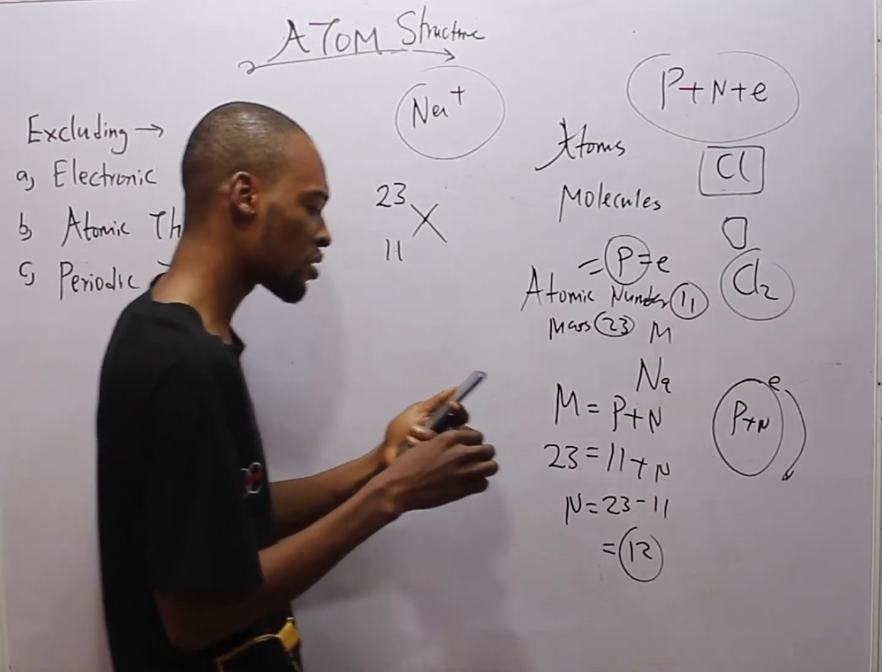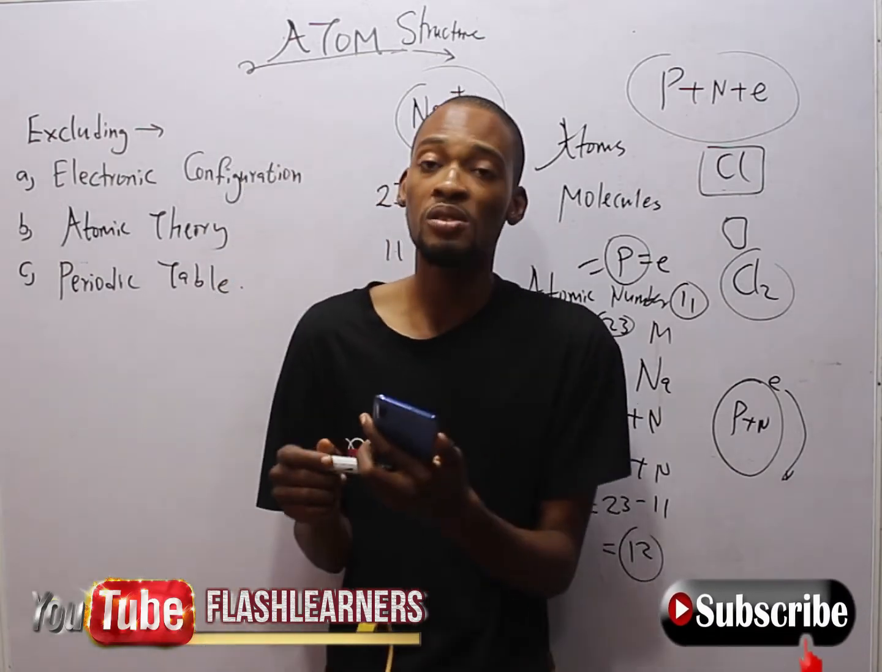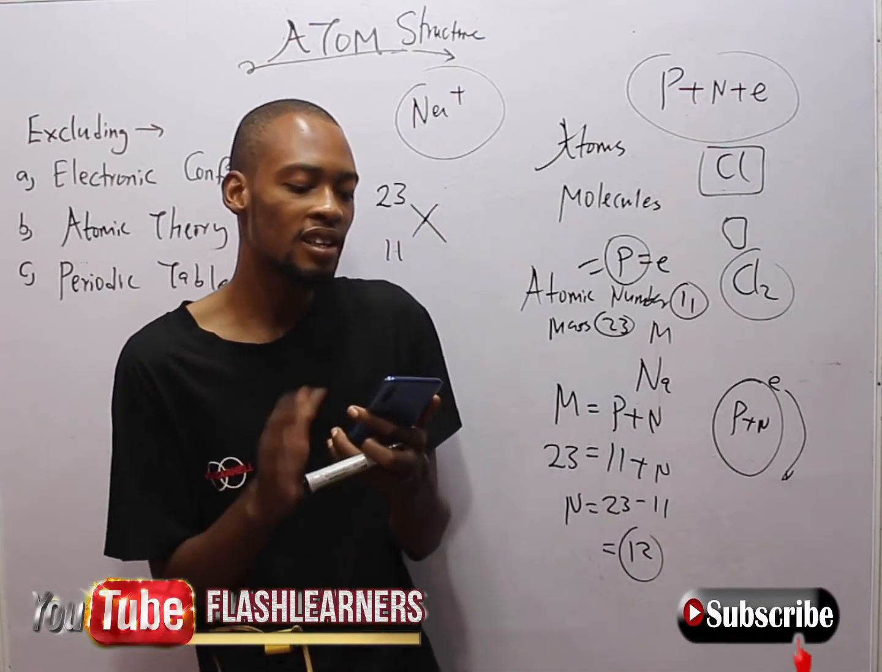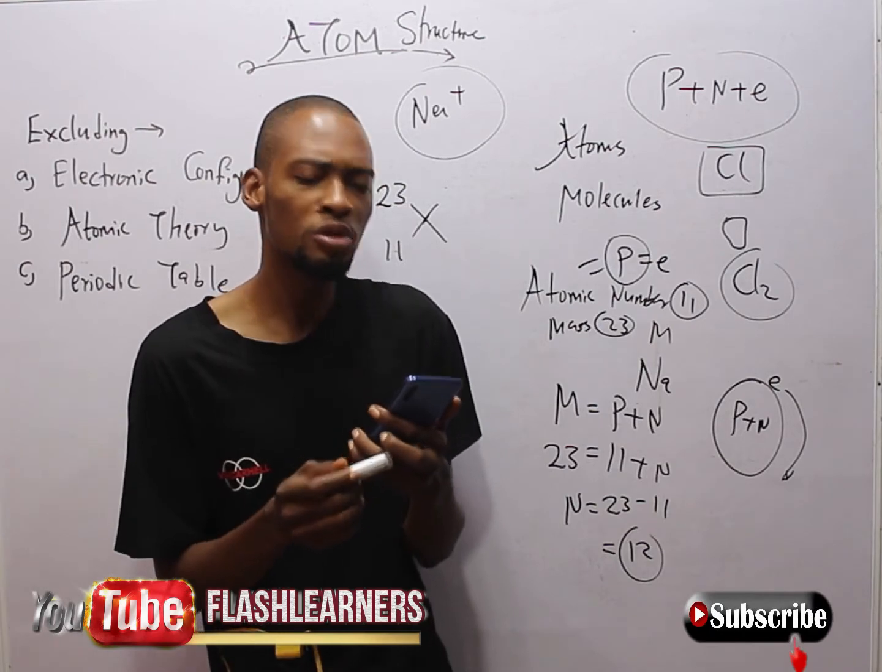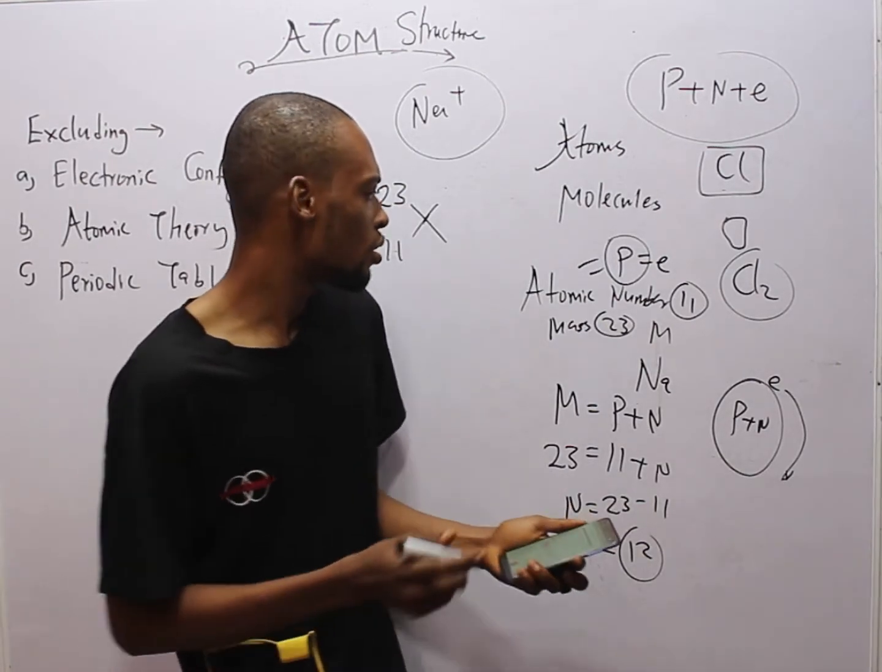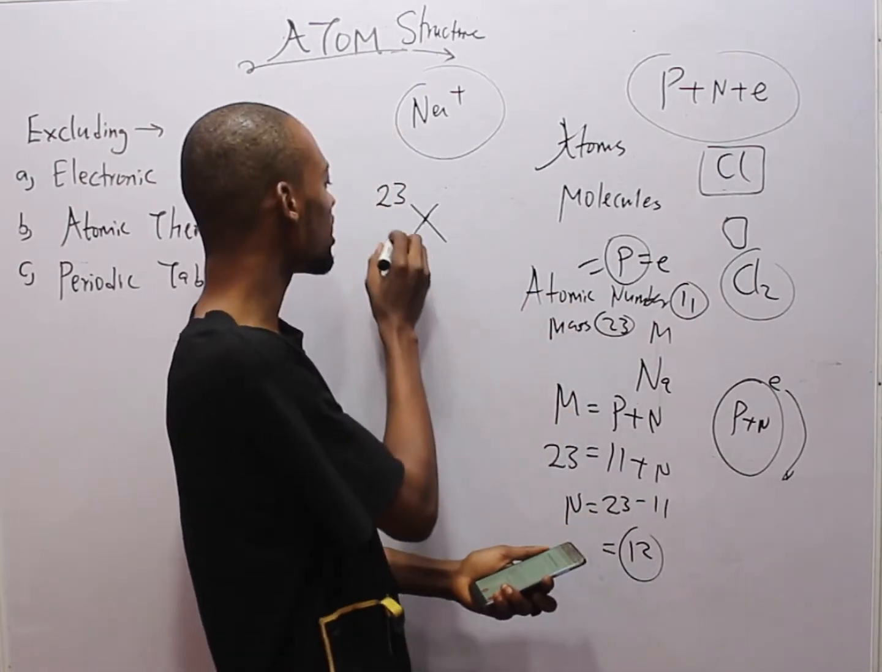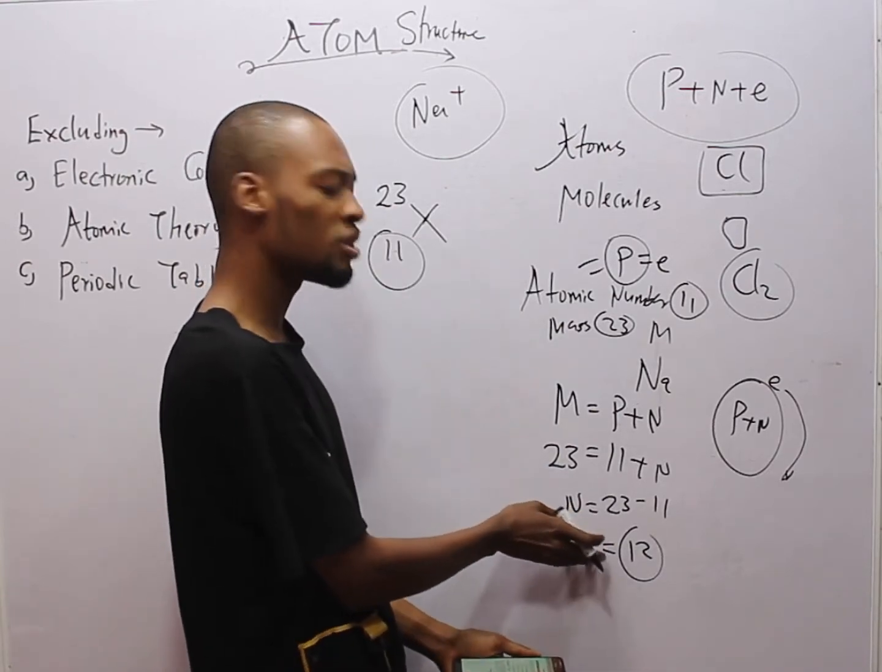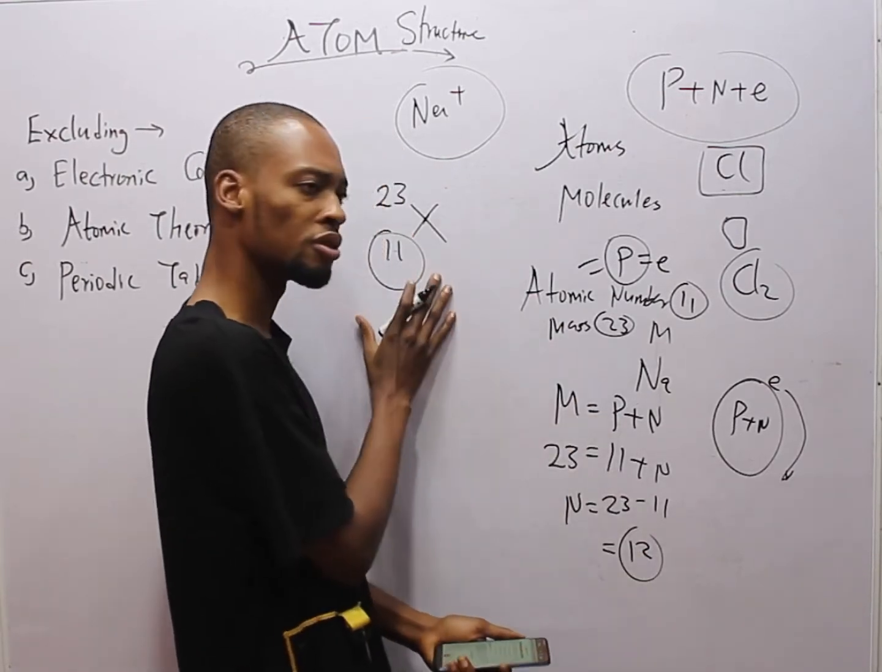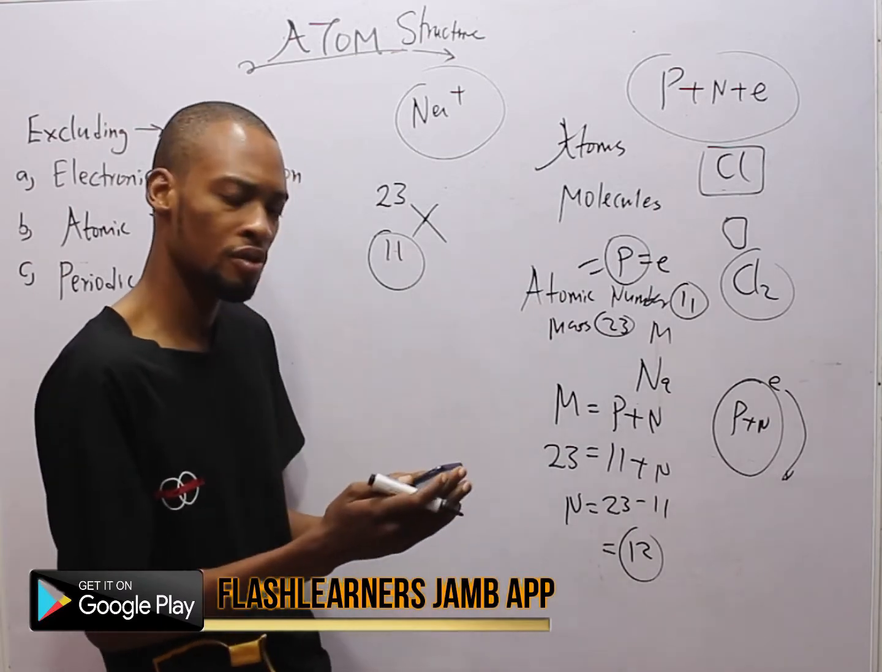So let's see the options. They said, which of the following deduction is correct? A. It contains 12 protons. No. Proton is atomic number, so it contains 11 protons. 12 neutrons, 11 protons. So not 12 protons.